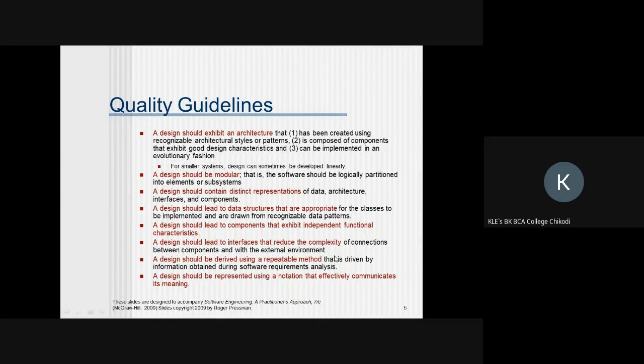A design should be represented using a notation that effectively communicates its meaning. Okay, it should be noted in a proper manner. Like some of the systems, depending on the application, if a database application is there, which design we have to choose for that. If any web development kind of design is there, what type of notation is suitable for that? That we have to check, and we have to use appropriate notations during designing time.